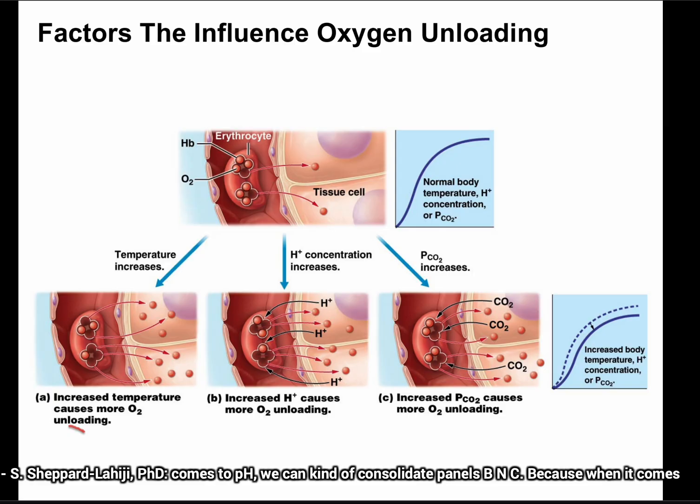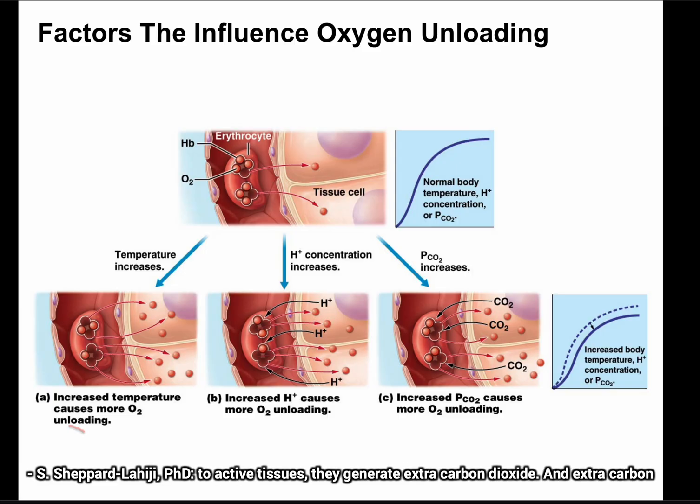When it comes to pH, we can consolidate panels B and C because active tissues generate extra carbon dioxide, and extra carbon dioxide raises the concentration of protons when we think about how carbon dioxide interacts with water, and that ultimately lowers the pH. So carbon dioxide in water produces carbonic acid, which will dissociate into bicarbonate and protons. And this event weakens interactions between oxygen and hemoglobin, and it is more pronounced in systemic capillaries than in the lungs. And this is the Bohr effect that was mentioned in the previous slide.